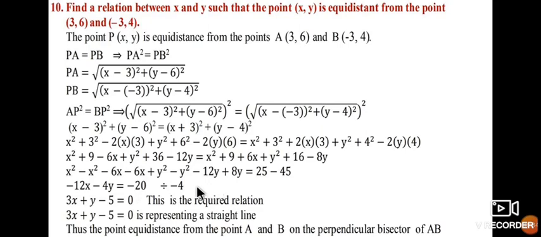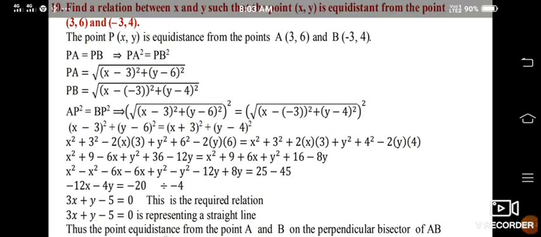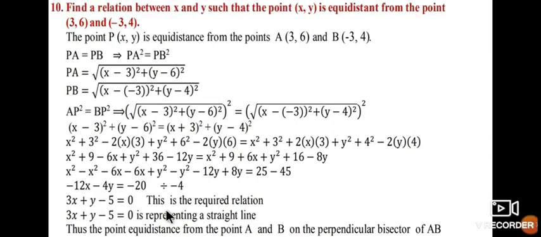The whole term is divisible by minus 4. Minus 4 3s are minus 12, so 3x; minus 4 1s are minus 4, so y; minus into minus cancels and gives plus. Minus 4 5s are minus 20, and since both are minus, they cancel, giving 5 on the right side. Therefore 3x plus y is equal to 5, taking 5 to the other side gives minus 5. Therefore the required relation is 3x plus y minus 5 is equal to 0, or 3x plus y is equal to 5. This is the required straight line of the points equidistant from the points A and B, the perpendicular bisector of AB.